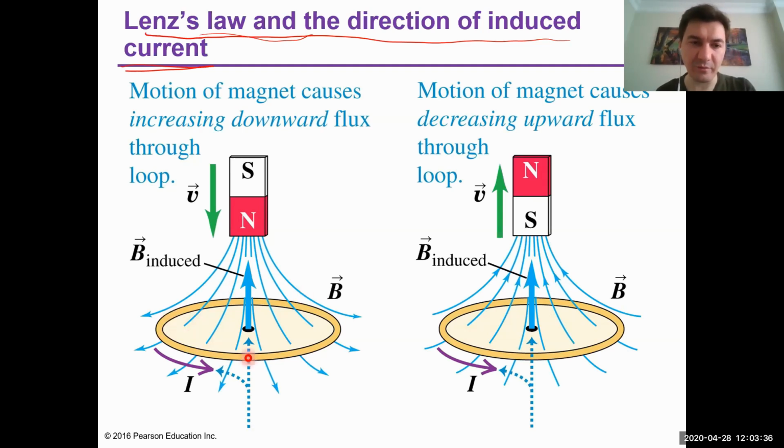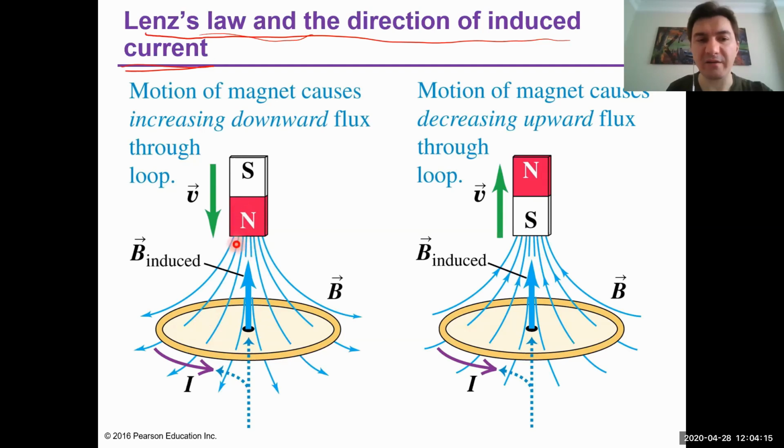Here we have a loop, okay? At the beginning, there is no current in the loop. And here we have a permanent magnet. We know that permanent magnets have magnetic field lines from N to S. Let's consider that there is a very small distance between the N pole and this loop. So there will be magnetic field lines. Okay, magnetic field lines will be like this.